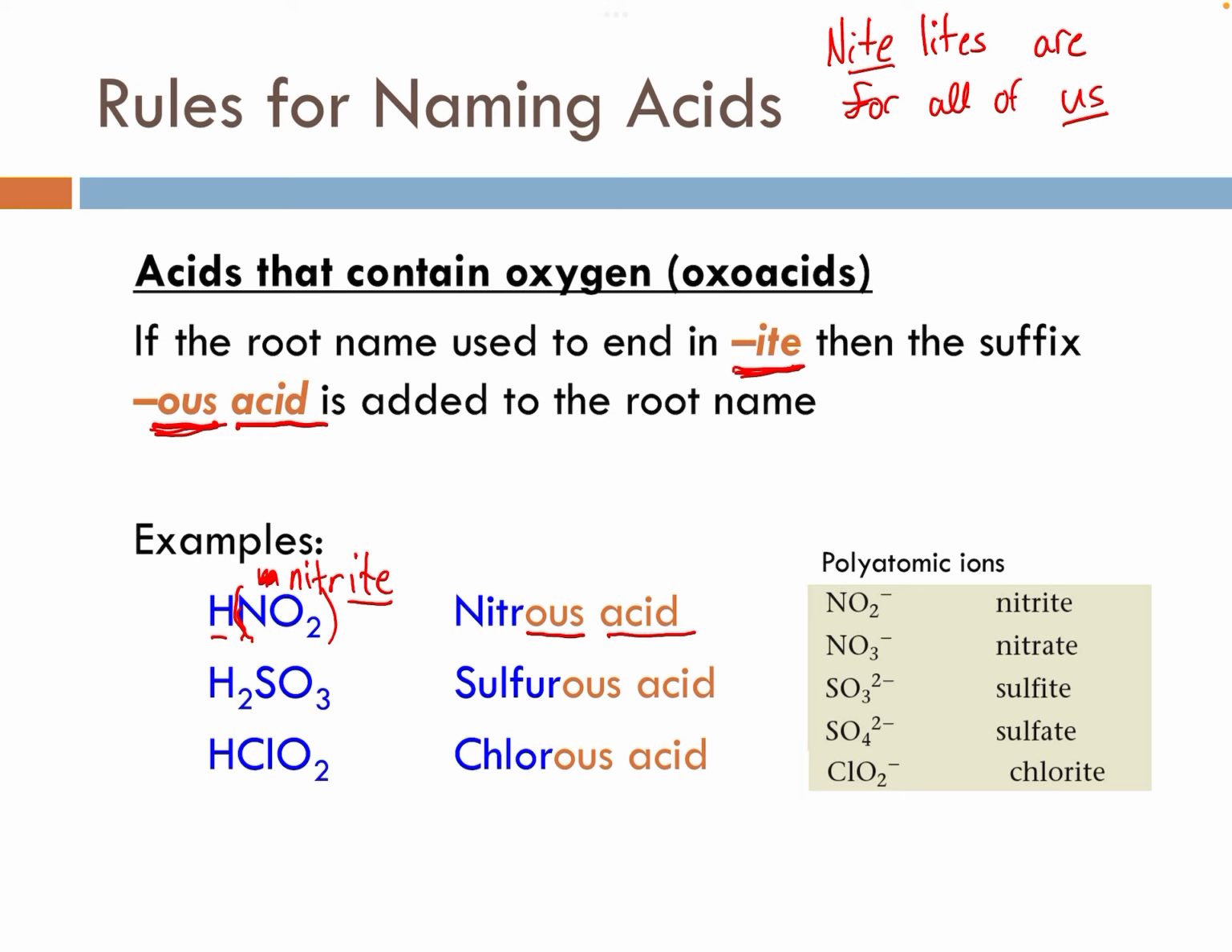So nitrite becomes nitrous acid. Sulfite, right? SO3 here is sulfite. Well, that'll become sulfurous acid. Or chlorite, here's chlorite, ClO2. If we bring in a hydrogen to make it an acid, it'll become chlorous acid. And that's how you name your acids that contain oxygen, which are bonded to H's bonded to polyatomic ions that end in ite.